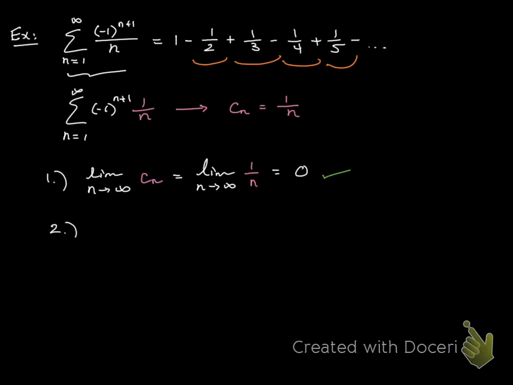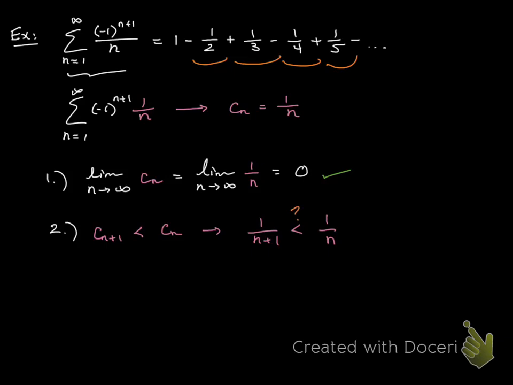Number 2 is that c sub n plus 1 has to be less than c sub n, right? The next term in the sequence has to be smaller than the previous. It means decreasing. So what I do is I replace n with n plus 1. So c sub n plus 1 is actually 1 over n plus 1, and c sub n is just 1 over n. So I've written this inequality here. I have to kind of check that it's true, okay?